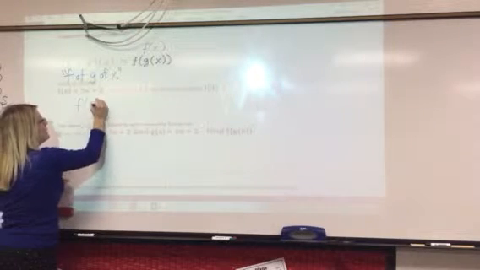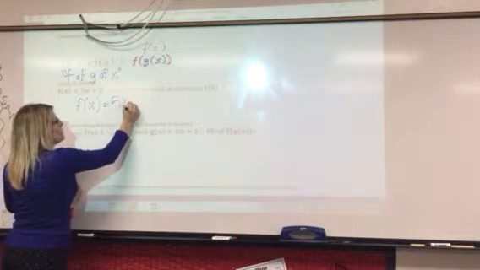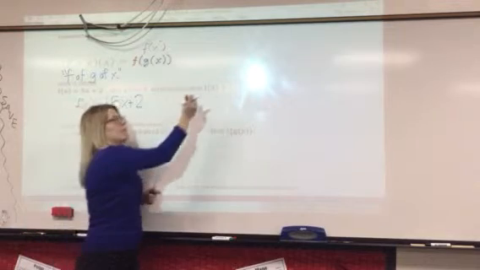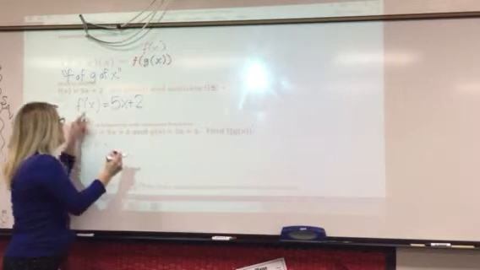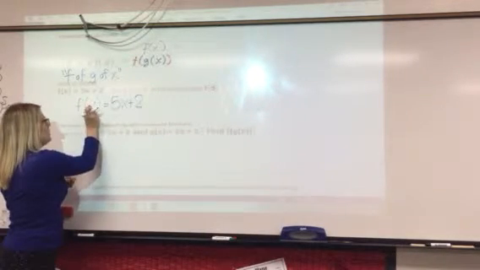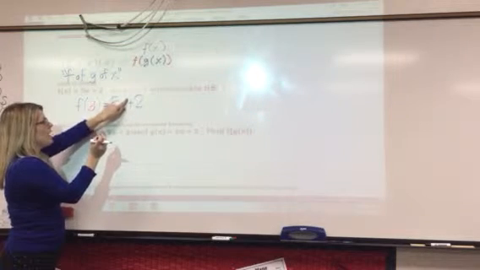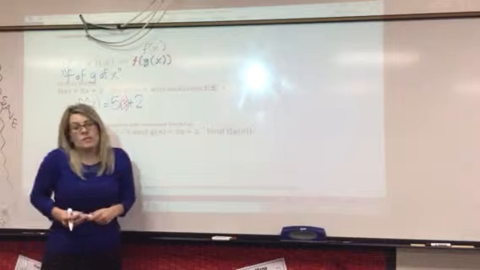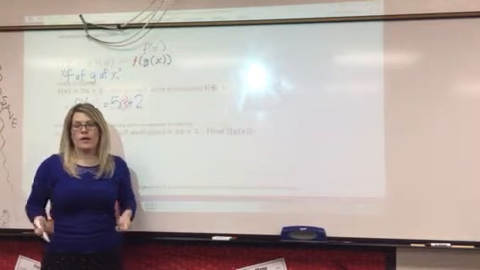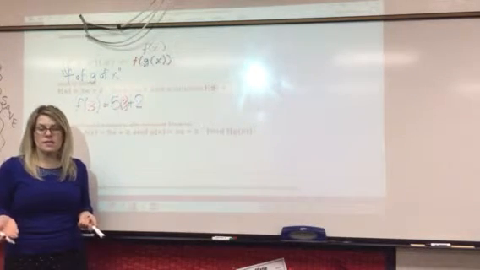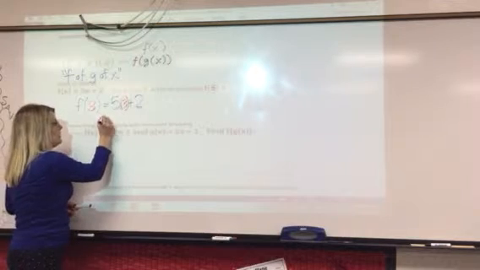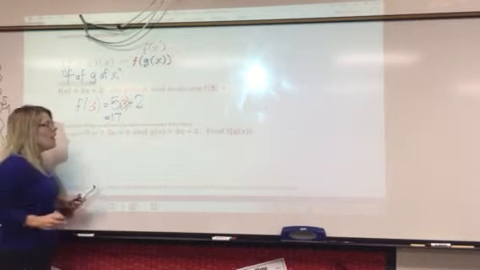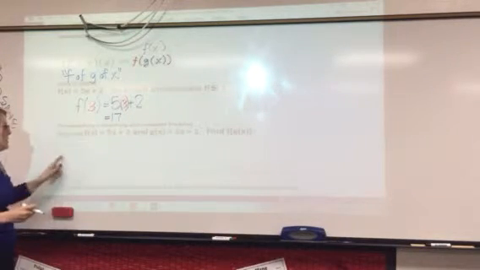F of x equals 5x plus 2. If I want to evaluate f of 3, I take the x out, and anywhere it was at, I replace it with a 3. And then we just multiply and simplify as usual. 5 times 3 is 15, plus 2 is 17. The same thing happens with composite functions.